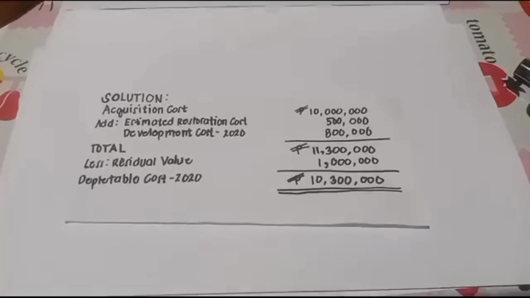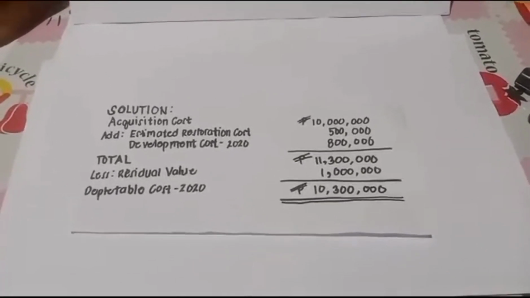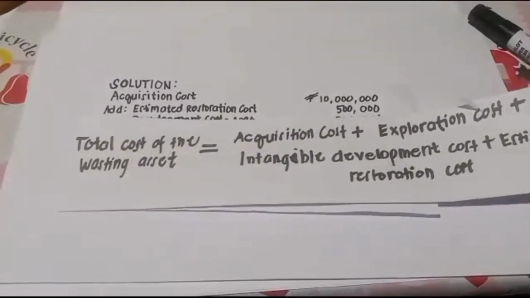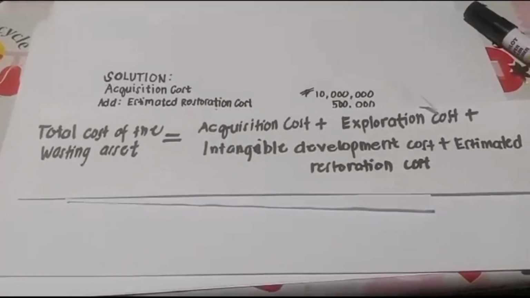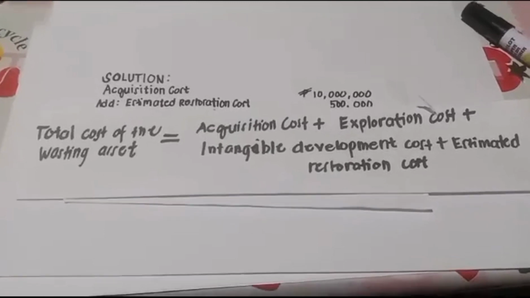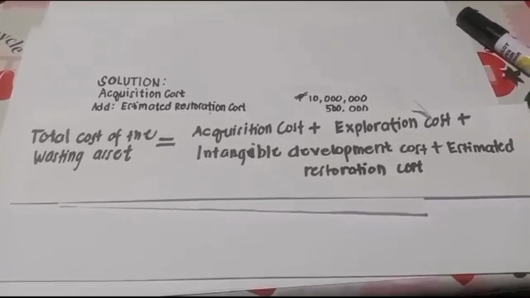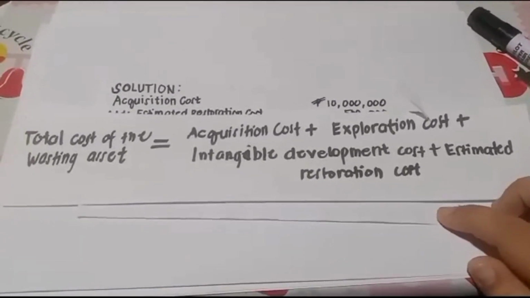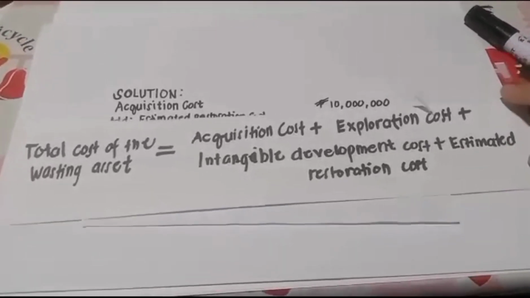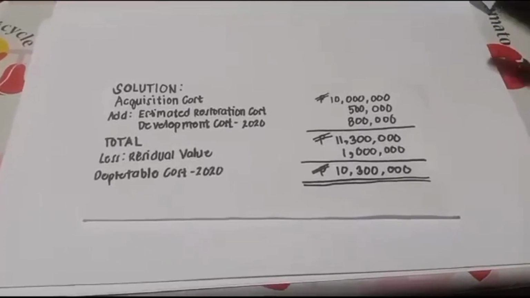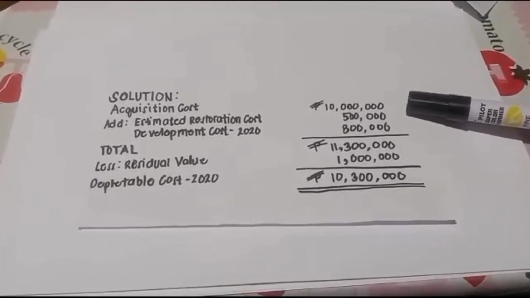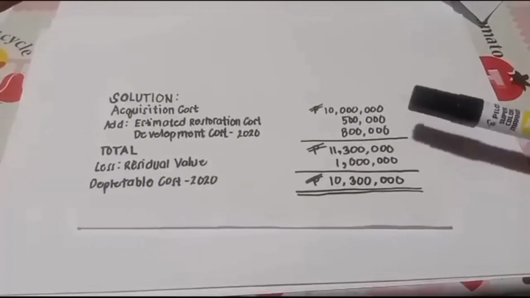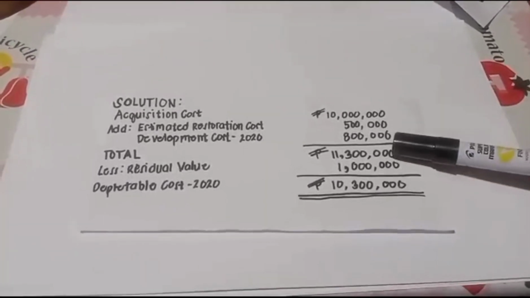Remember in our last illustration, to get the depletion, we first get the total cost of the wasting asset. We add all the components of the cost of the wasting asset: acquisition cost plus exploration cost plus eligible development cost plus estimated restoration cost. Whatever is available in the problem, we add all of it. So we add the acquisition cost of 10 million, the estimated restoration cost of 500,000, and the development cost of 800,000. So we have a total cost of the wasting asset of 11,300,000.